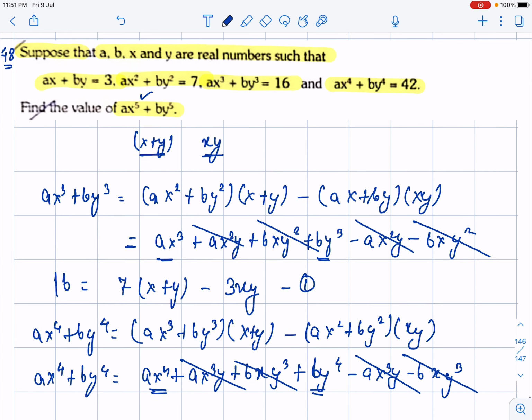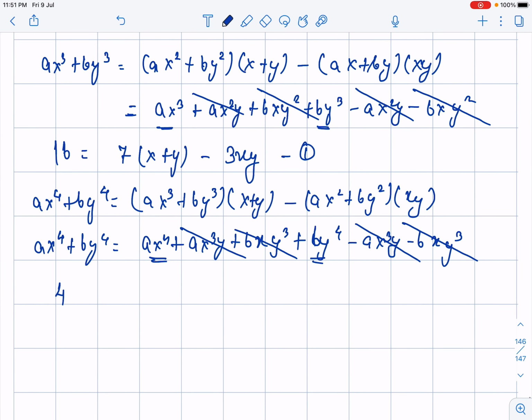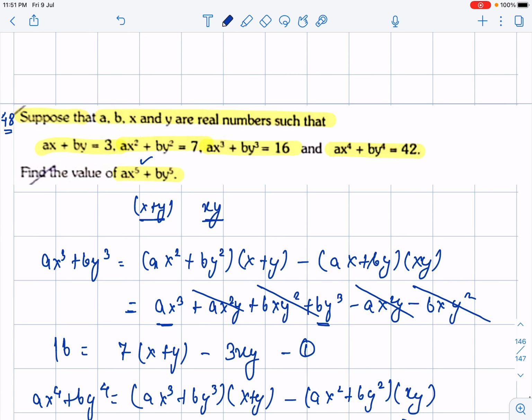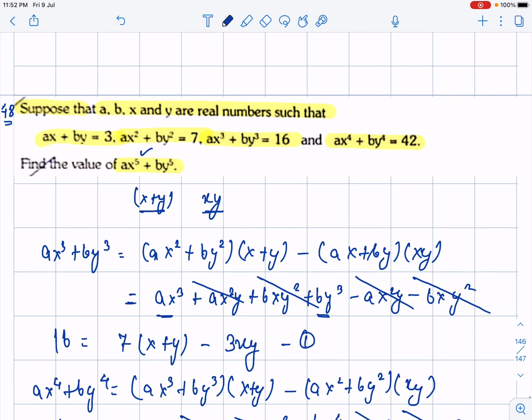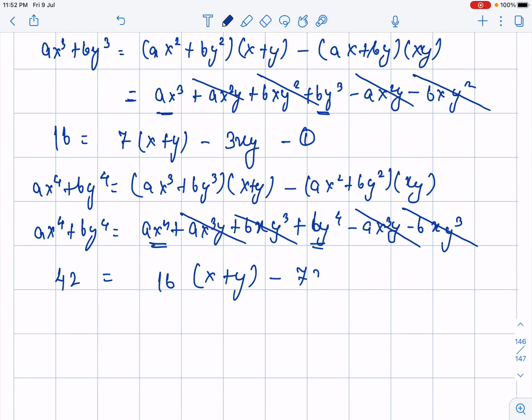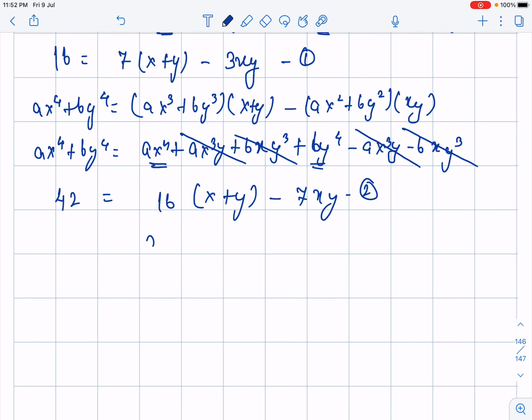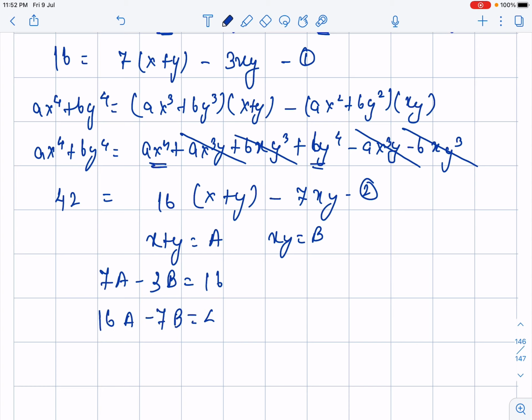We know the value of ax power 4 plus by power 4, that is 42. We know the value of ax power 3 plus by power 3, that is 16. Then we know the value of ax power 2 plus by power 2, that is 7. So let it be the second equation. We'll write the value of x plus y as capital A over here and the value of xy as capital B over here. That will become 7A minus 3B is equal to 16, and 16A minus 7B is equal to 42.